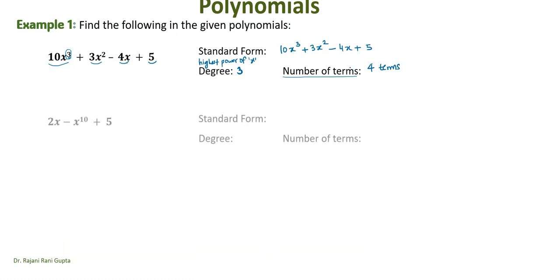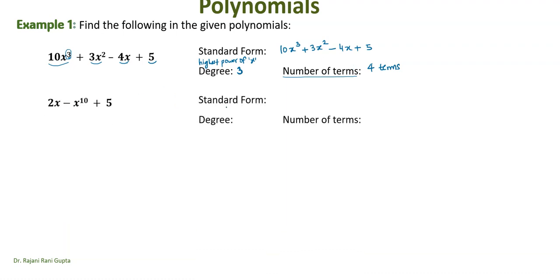Let's take another example. For standard form, we start from highest to lowest. The highest degree is 10, so we put this term first: minus x^10. Then we go to the next degree. The next term is 2x, because there is no other x term, plus 2x. We always write the constant term at the end. So this is the standard form of this polynomial.